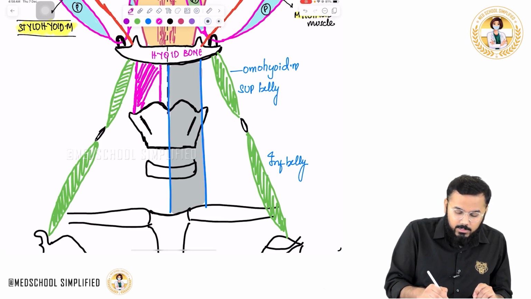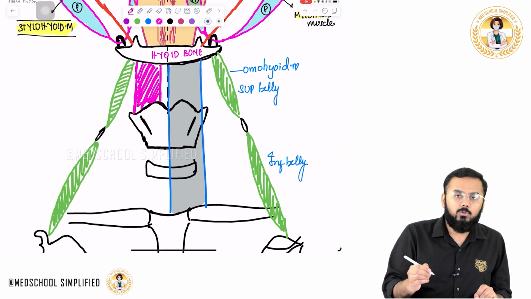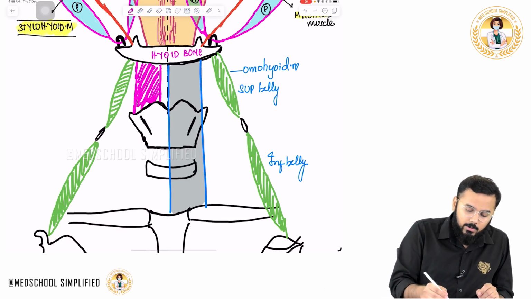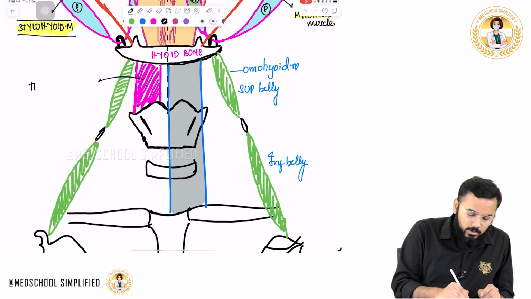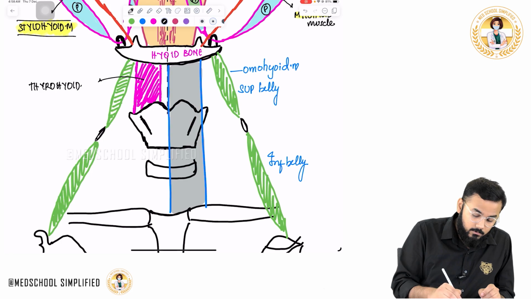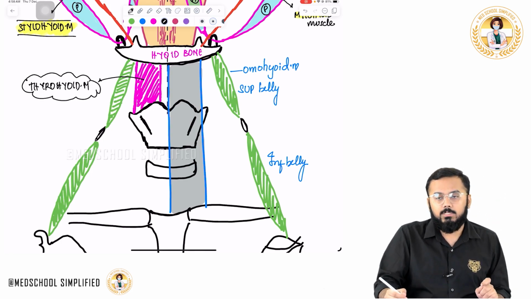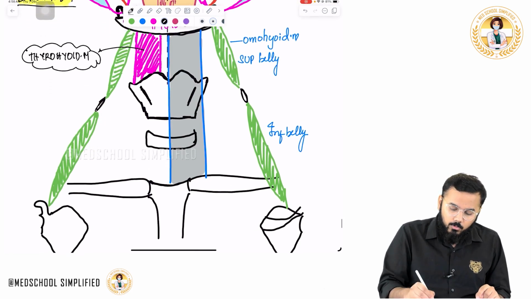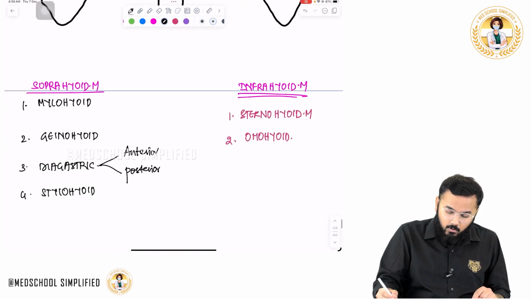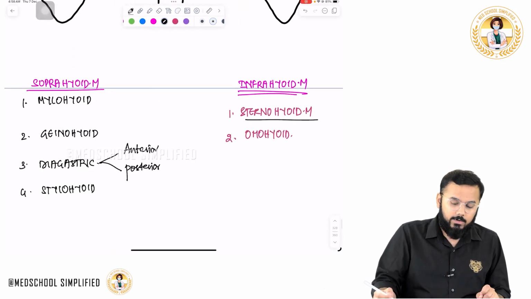What is the name of this muscle? This is attached all the way from the thyroid to the hyoid, so it is called the thyrohyoid muscle. We have discussed omohyoid, we have discussed thyrohyoid, and we have also discussed another muscle called sternohyoid.